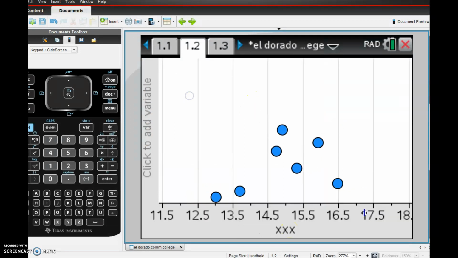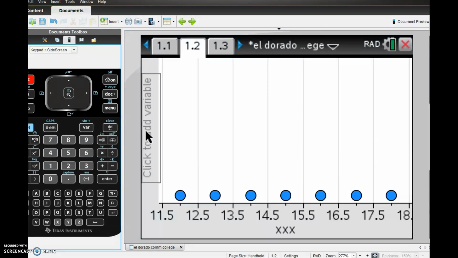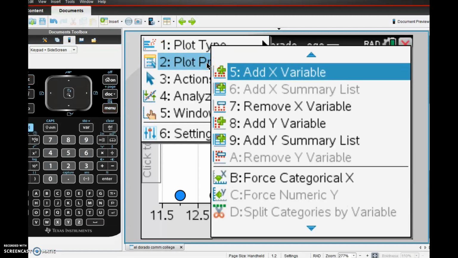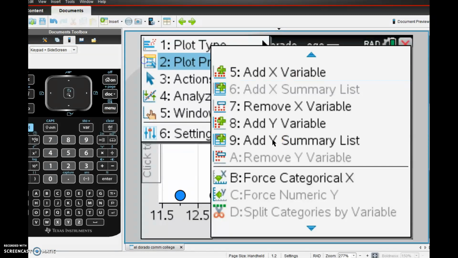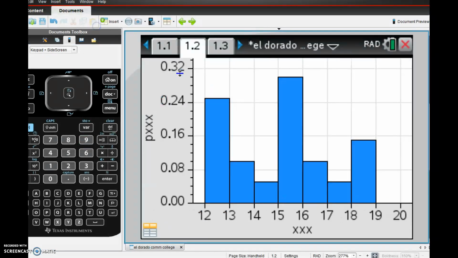I put in my x's. Now I have to add a summary list here. So don't click here and add the probabilities, because it's going to make a scatter plot. You go to Menu, Plot Properties, and you add a summary list. Number 9. So there's the distribution. As you can see, 12, 15, and 18 are more common than the rest, because usually college classes are 3 credits. But sometimes they have 2 credit or 4 credit classes.